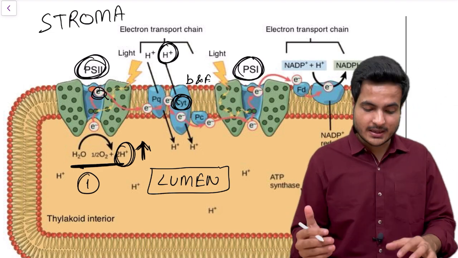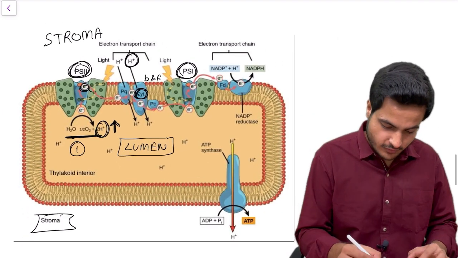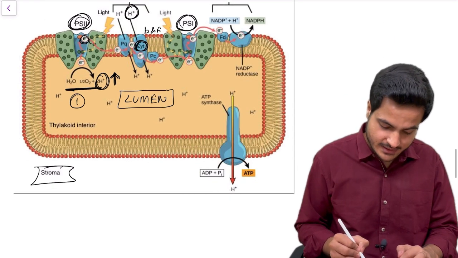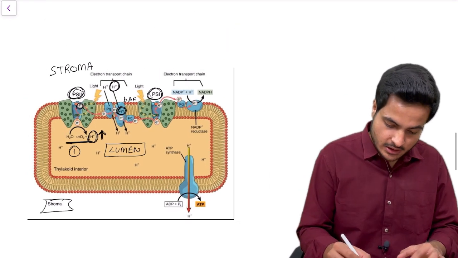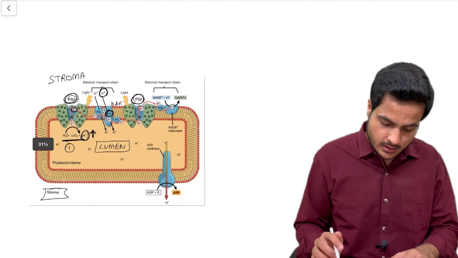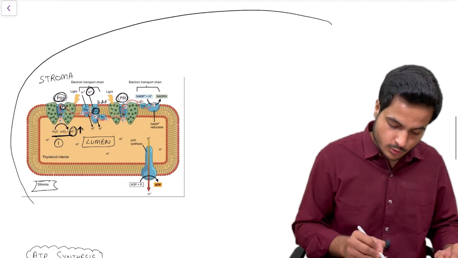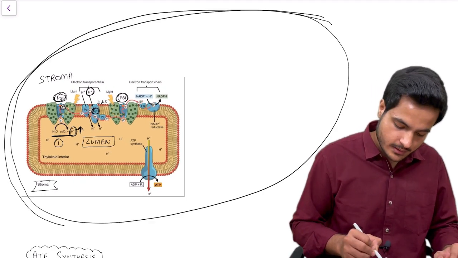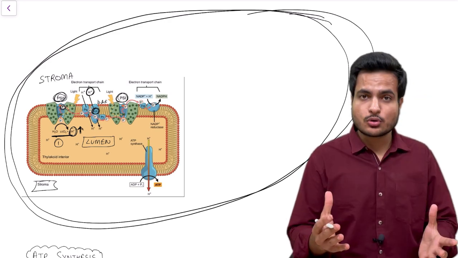of the chloroplast. Let me make a chloroplast again for you so that you could make a crystal clear image of what is actually happening. So this is one single thylakoid present in a huge double membrane bound organelle which is called a chloroplast.